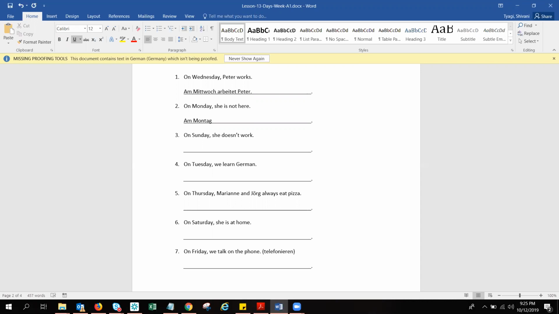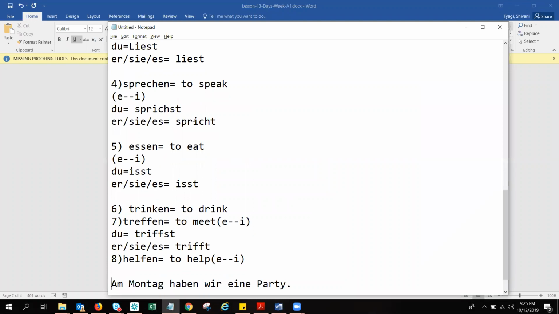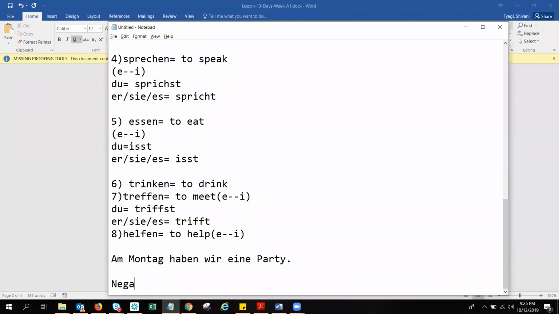Sie A Montag, then verb. Nicht. No, verb is. So Verb ist, sie nicht hier. Here is here. Okay, so whenever you have to use the negative sentence, in that case, it will take subject, then verb, and then nicht, as in English also. Okay, and then the remaining part of the sentence.